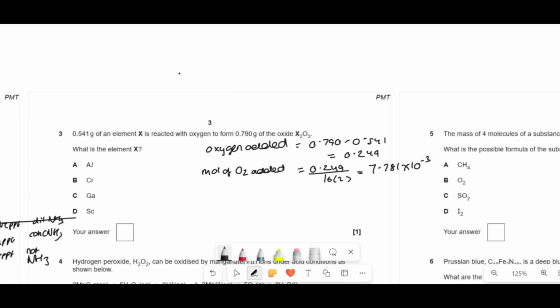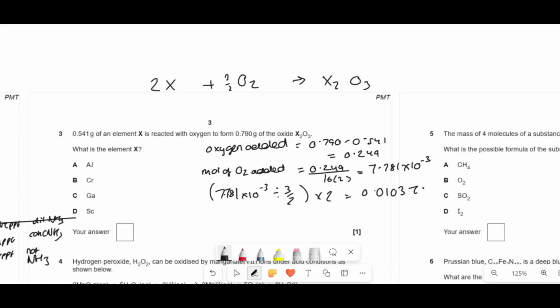Now, if we do a quick sketch of this reaction, it's going to be 2X plus some amount of O2 makes X2O3, right? So that's going to be 2X there, and that's going to be 3 there, so 3 over 2. So that means the molar ratio of 2X to O2 is 3 over 2. So what I can do is divide 7.781 times 10 to the minus 3 by 3 over 2. That'll turn it back into just 1, and then I'll times that by 2. So if I do that, divided by 3 over 2, and then times that by 2, it'll give us the moles of this 2X, which is 0.010375.